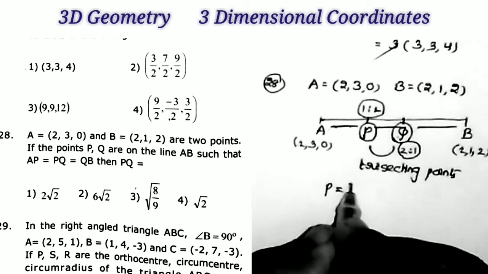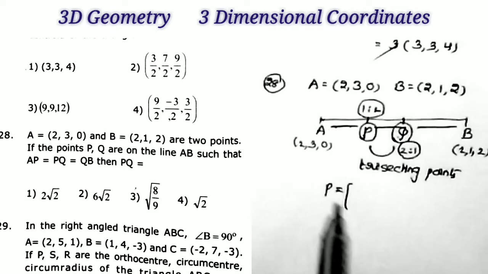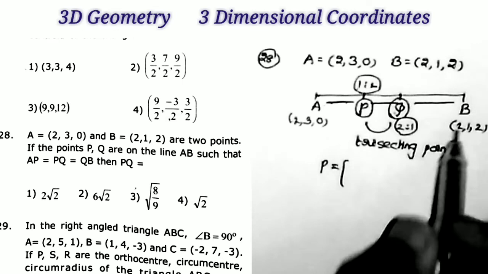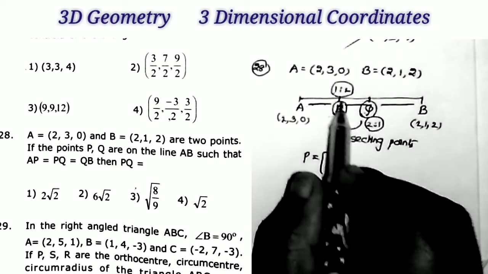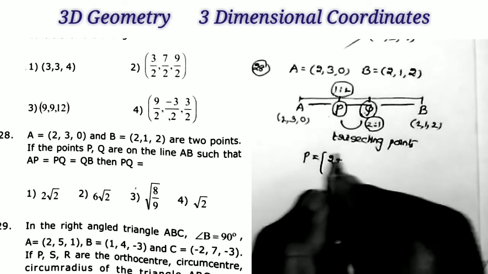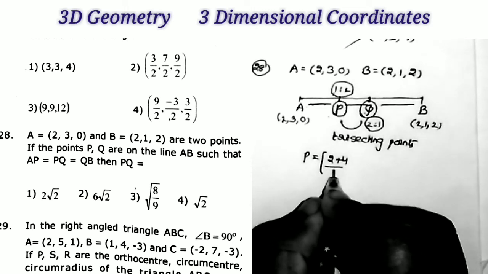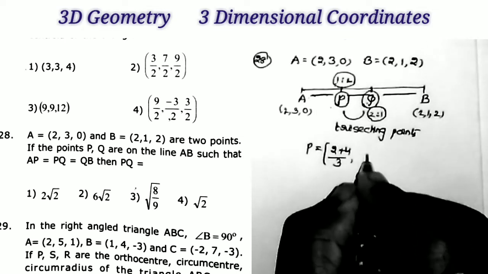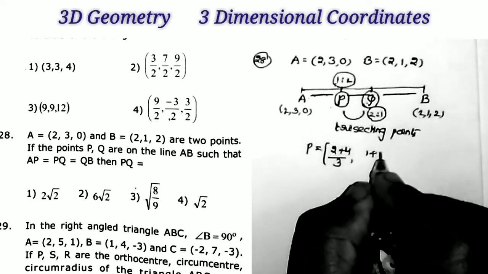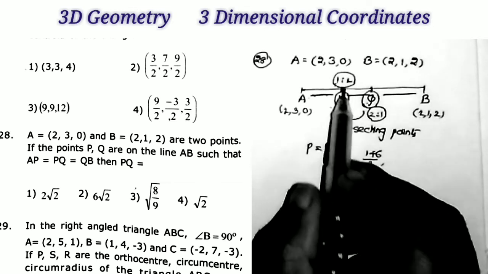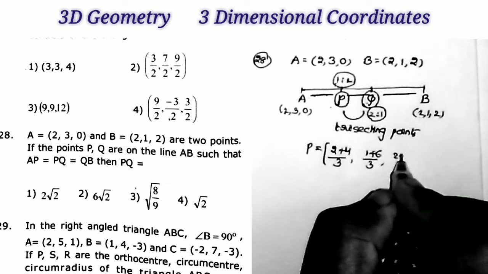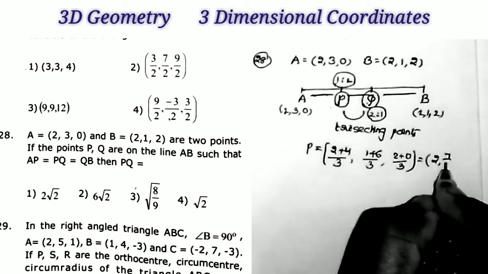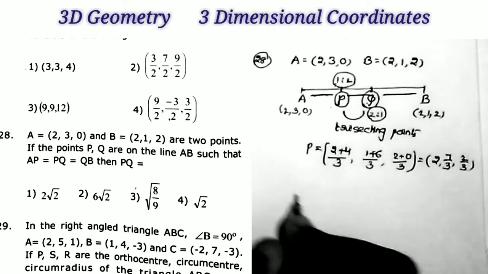So how to find the P coordinates here? (mx2 plus nx1) by (m plus n). Just take the ratio 1:2 first. That is 1 into 2 plus 2 into 2, that is 2 plus 4, by 3 is equal to 2. The second coordinate is my2 plus ny1, 1 into 1 plus 2 into 3, 7 by 3, and the third coordinate is mz2 plus nz1, 2 by 3. Therefore, the coordinates of P are 2, 7 by 3, 2 by 3. This is the point P.